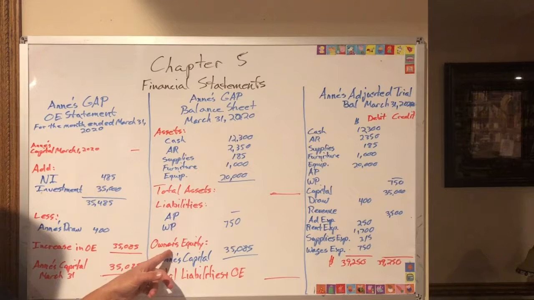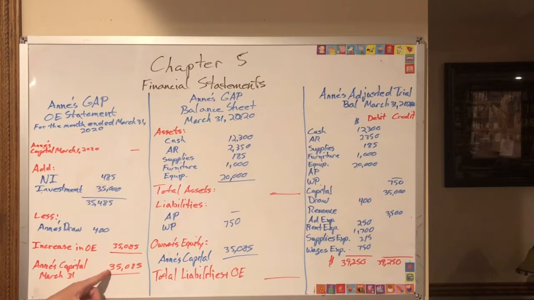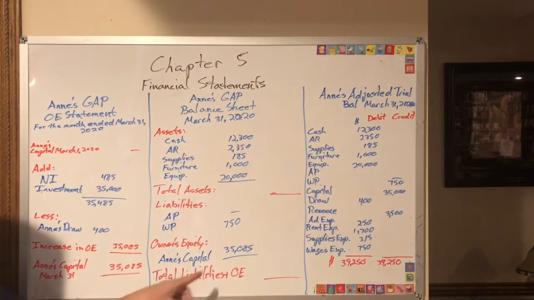Now our owner's equity. Now we need our owner's equity statement. All right, so let's move over here to our owner's equity statement. And we find that Ann's capital as of March 31st is $35,085. So it increased by $85. So we take this number and we put it here, $35,085.